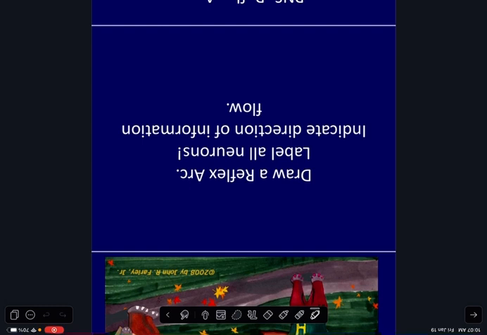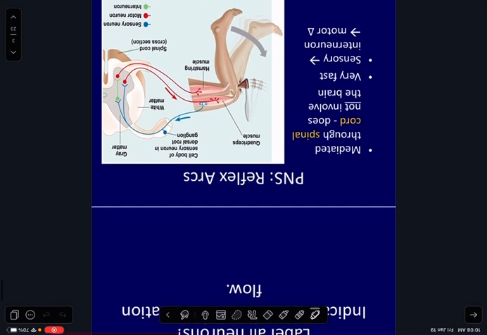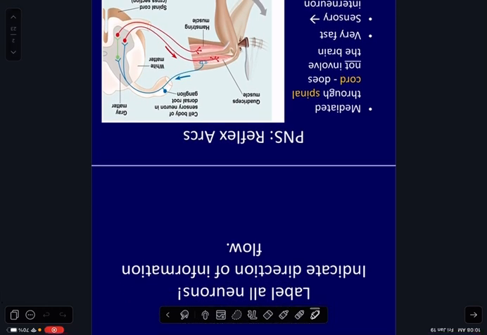It doesn't have to be pretty, just as long as you get all the right neurons in the right direction of definition. Take about 30 seconds to finish up.